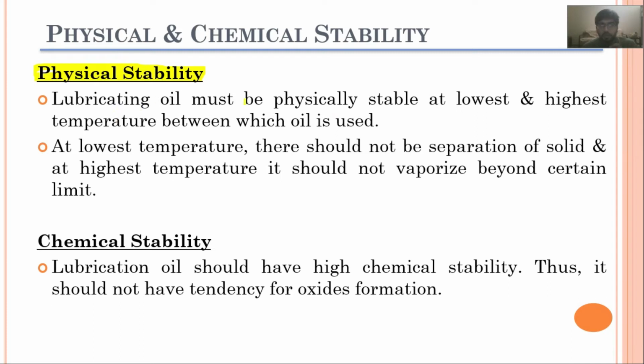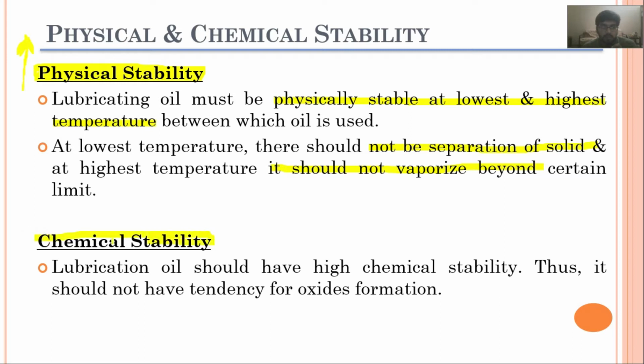So the lubricating oil must be physically stable even at the lowest and highest temperature between which the oil is going to be used. At the lowest temperature, there should not be any separation of solids, and at the highest temperature, it should not vaporize beyond a certain limit. This is what physical stability is all about, and your lubricant should have a higher physical stability.